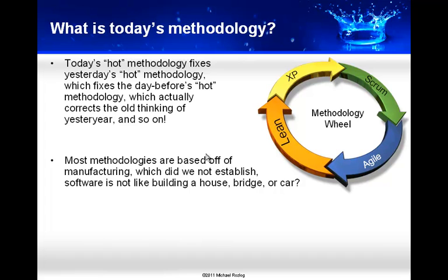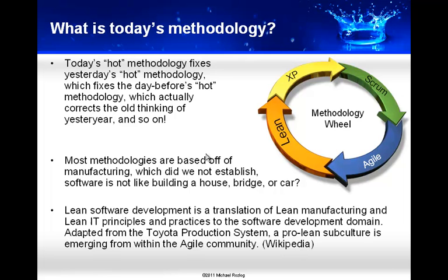Most methodologies are based off of manufacturing, which, did we not establish at the beginning of this presentation that software is not like building a house, a bridge, or a car? Lean software development is a translation of the lean manufacturing approach and the lean IT principles and practices for the software development domain. It was adopted from the Toyota production system. A subculture is emerging in the Agile community. The lean approach was introduced back in 1952.